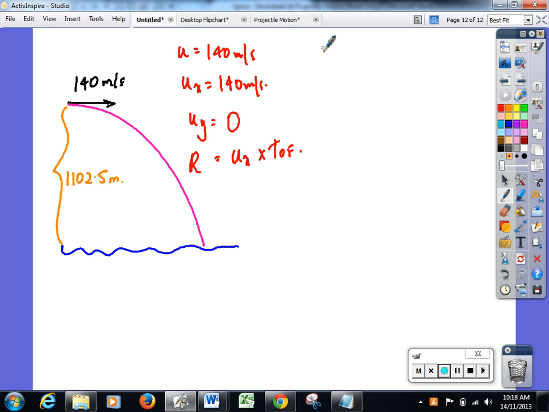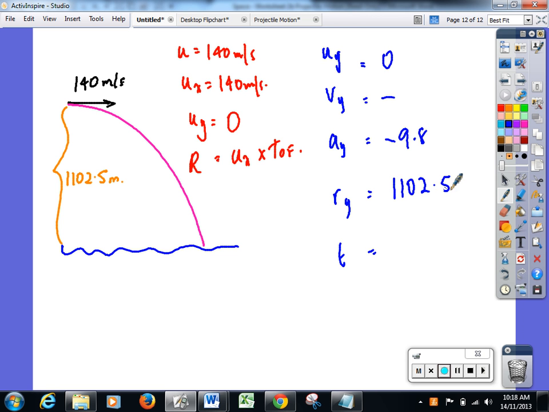So, to find time of flight, we use our U-bar. Right, UY is 0. We don't know the vertical velocity when it collides with the Earth, but we do know it's negative 9.8 acceleration downward. RY is, what's wrong with that value? Right, it's got to be a negative because this position up here is the origin. Good. And t is what we're trying to find, time of flight.